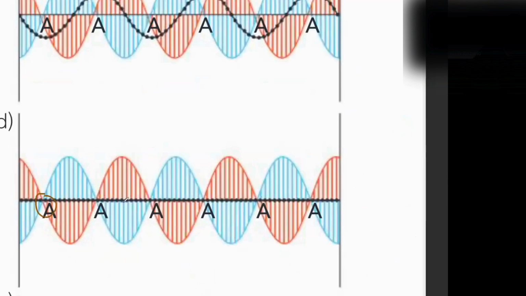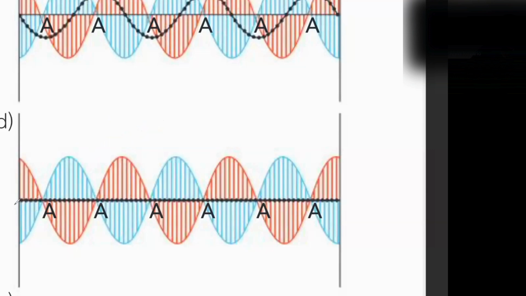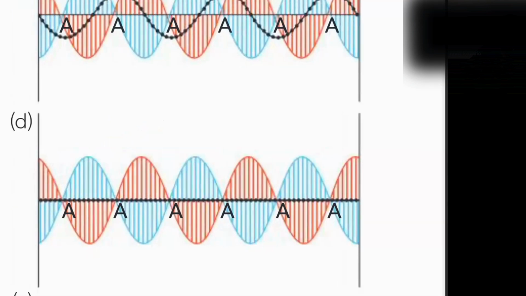These points are called nodes in a standing wave. Understood? Nodes. And these points which are maximum are called antinodes. So these are the only two parts of the wave. A normal wave does not have them; a normal wave has only crest and trough. Nodes and antinodes, only standing waves have. So nodes and antinodes are part of standing waves.